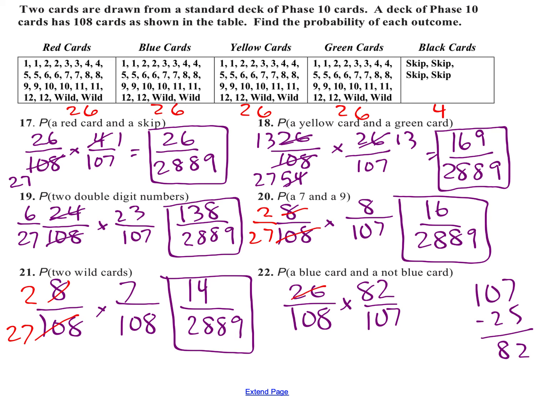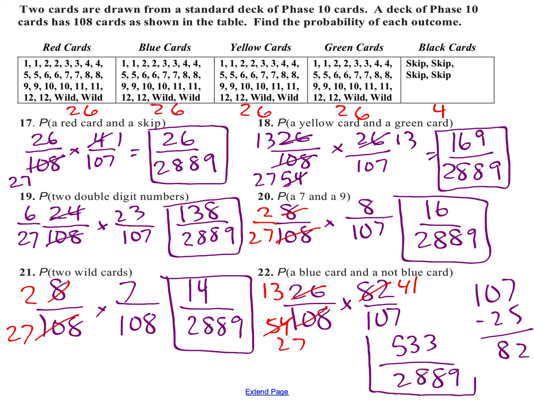Let's do a little reducing here. Okay, so on top we get 13 times 41, which is 533. And 27 times 107 is 2889. So the probability of getting a blue card and then a not blue card is 533 out of 2889.